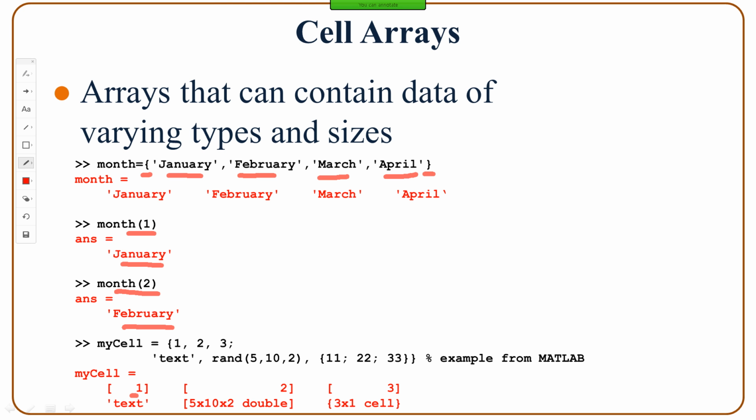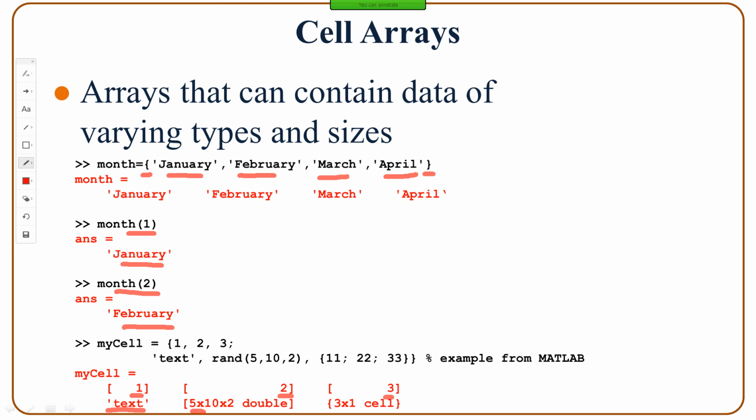On the second row, the first element is a string. The second element is an array, and the last element is a cell array. Next, we talked about structure arrays.